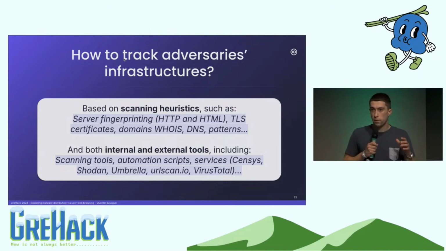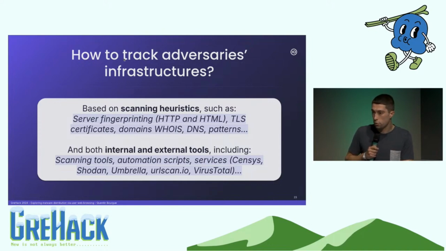And when we have fingerprint data which is characteristic of an adversary's infrastructure, we will use our tools to scan every internet and get every server that belongs to the adversary. So we are using internal tools such as scanning tools, automation scripts, and so on, and also external tools that you may know. There are OSINT services such as Shodan, Census, VirusTotal, and so on. So that's why and how we track the adversaries' infrastructure.